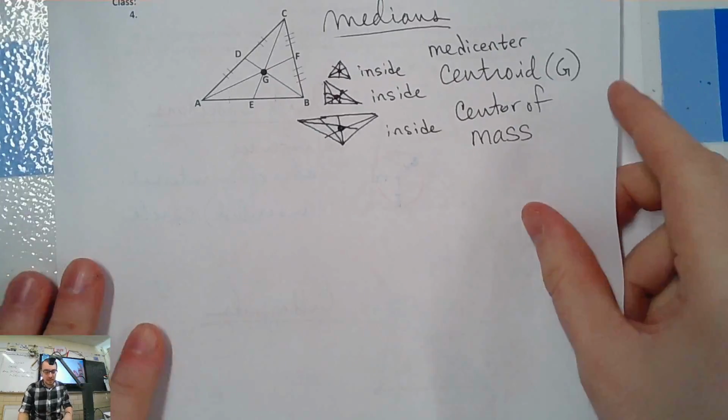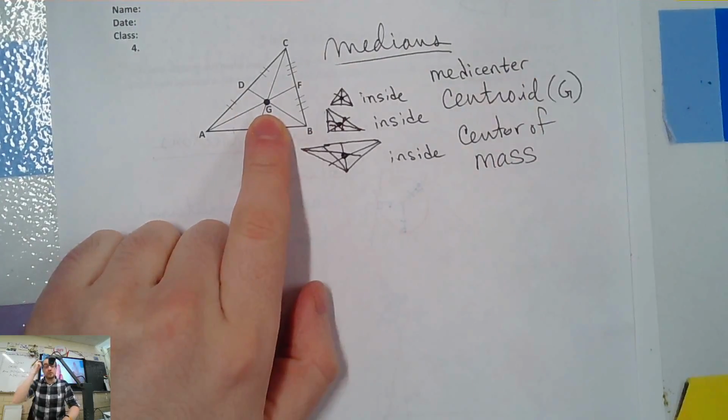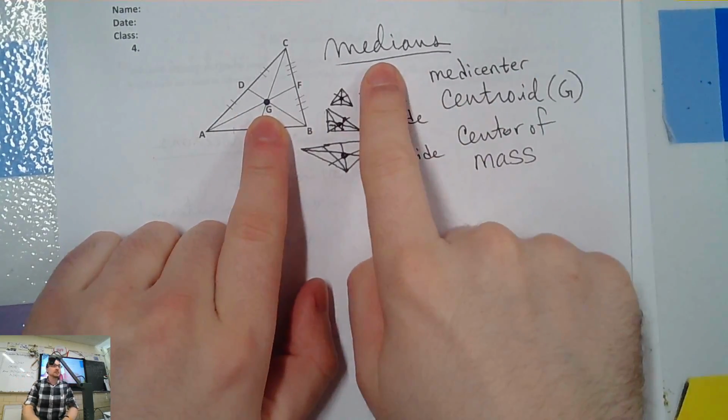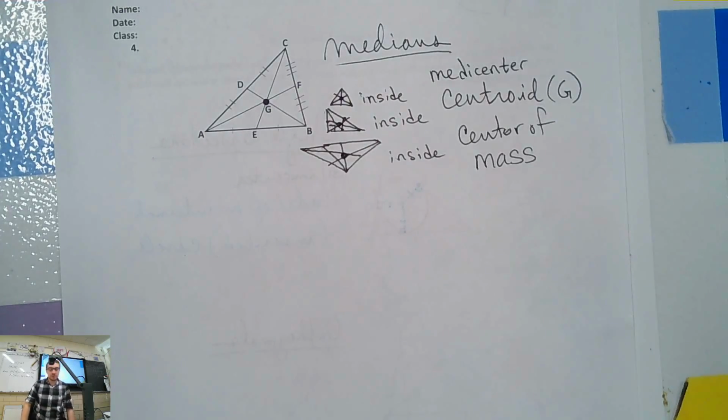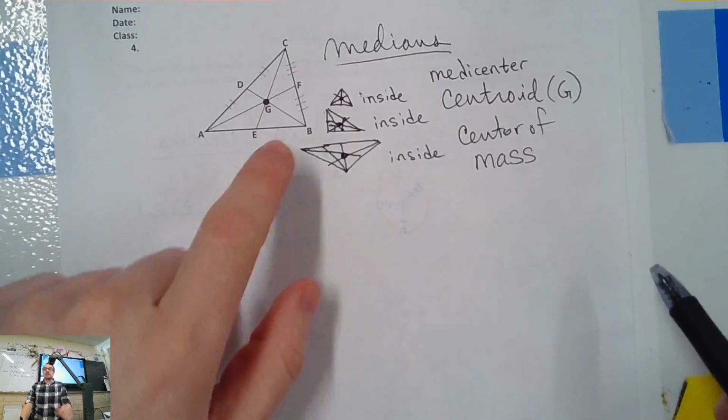We also talked about medians. Remember, that's the centroid or the medicenter, whatever you want to call it. I prefer medicenter because it reminds me of medians. It's also the way that I learned it originally because I learned my stuff from YouTube. I'm a real math teacher. That's right. It's the center of mass, right?